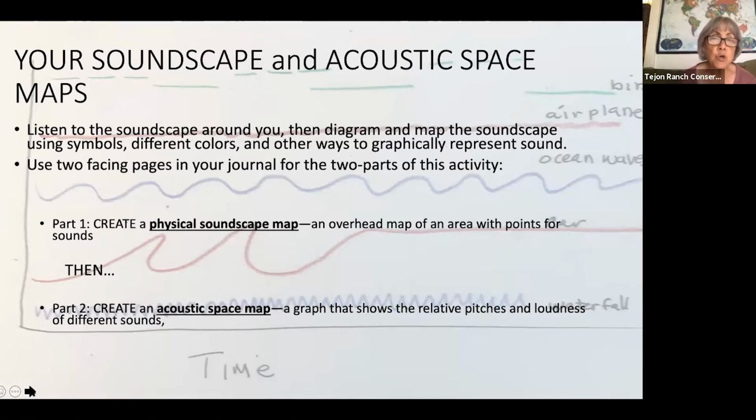You want to use 2 facing pages in your journal to show first one map and then the other. The first map you'll do is a physical soundscape map. It's an overhead map of an area with points for sound. The second one you're going to do is an acoustic space map, and that's really a graph that shows the pitches and the loudness of the different sounds. So you'll be recording similar or the same sounds, but in 2 very interestingly different ways.